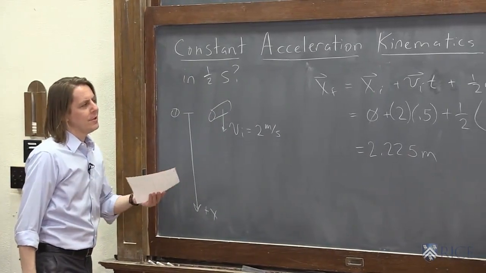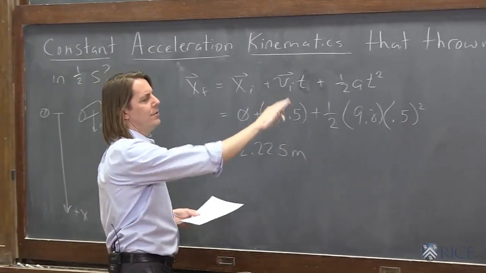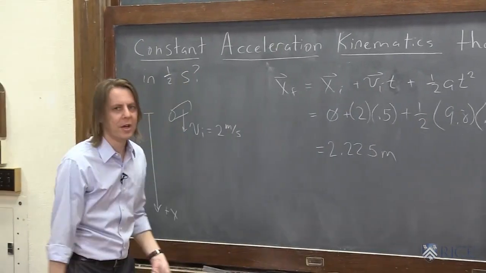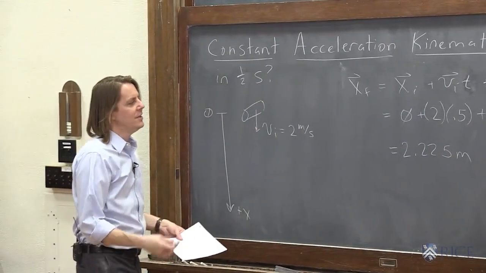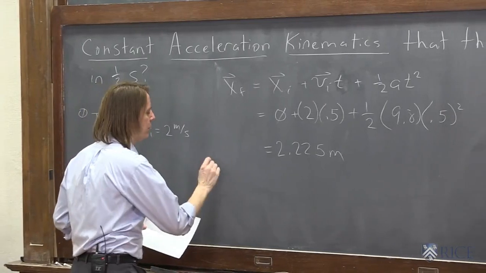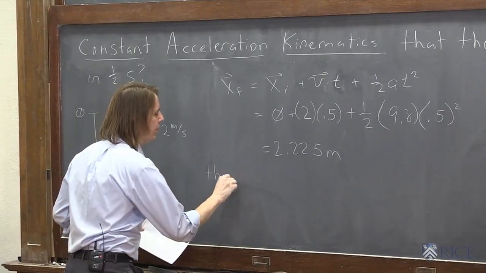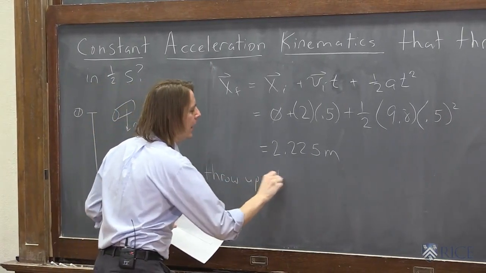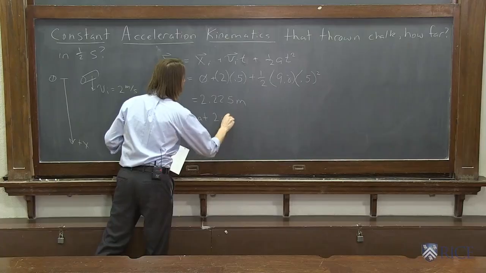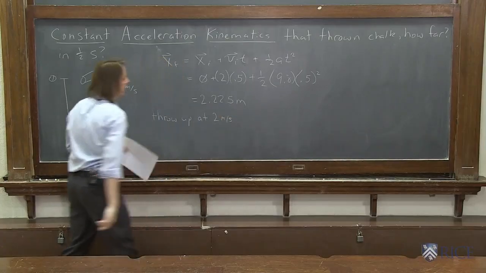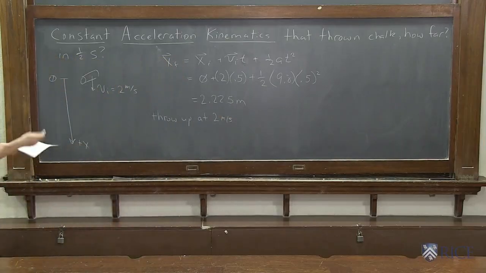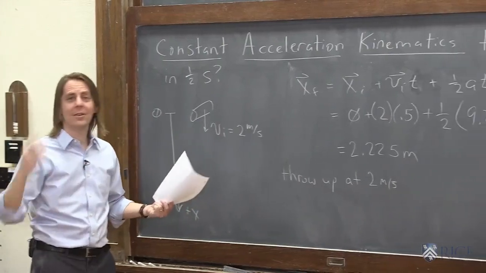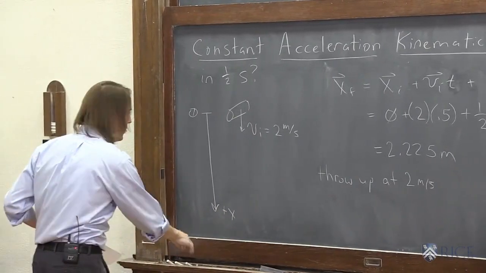So the only tricky thing here is you've got to think about, you get all these signs right. Right here, everything was positive because everything was down. What if we did the opposite? What if we throw it up at 2 meters per second? That sounds a little bad, but let's just go with it. We throw it up at 2 meters per second, meaning I'm so happy with the class. Oh, look at that. It goes up.